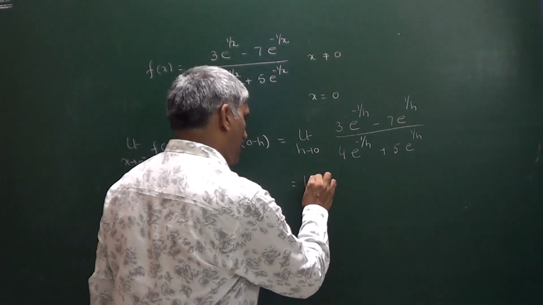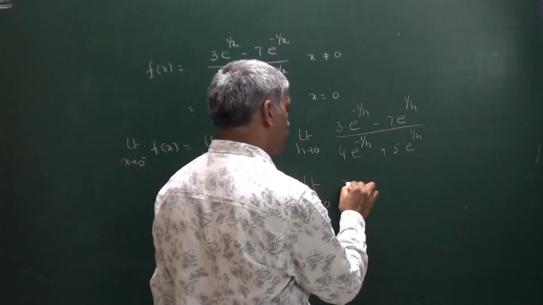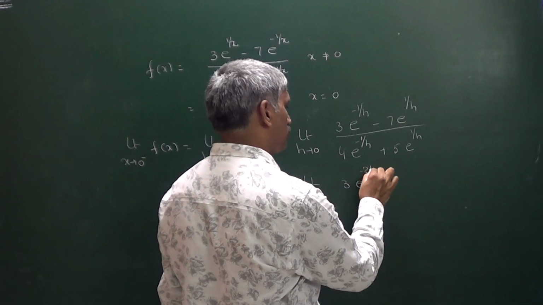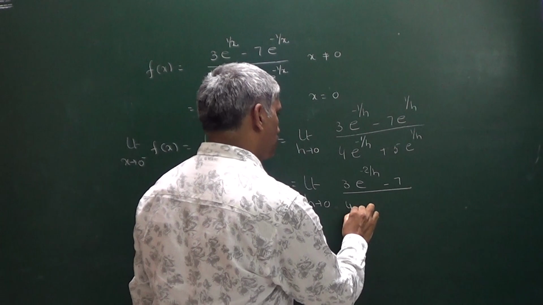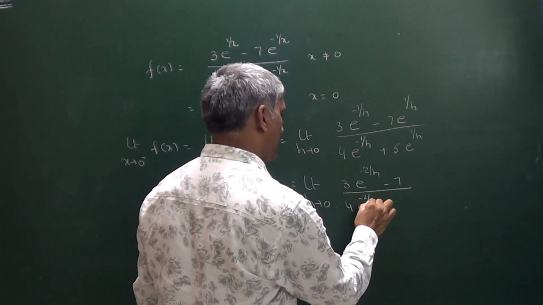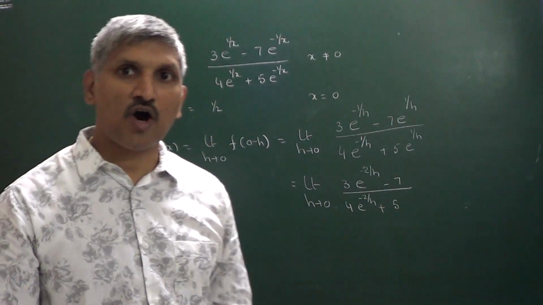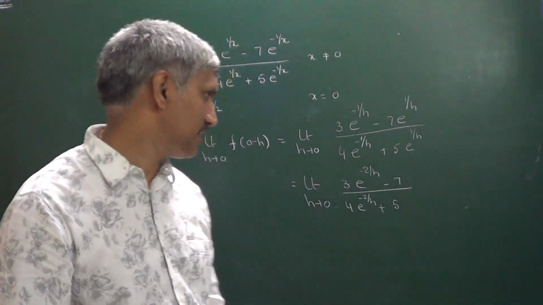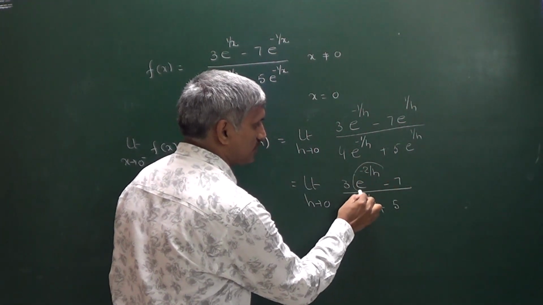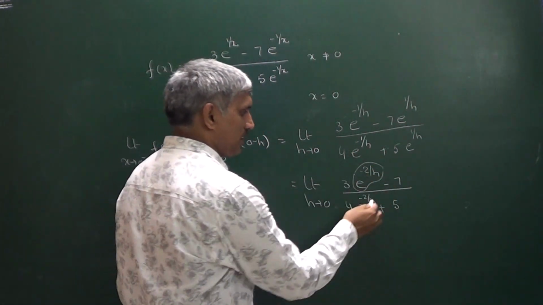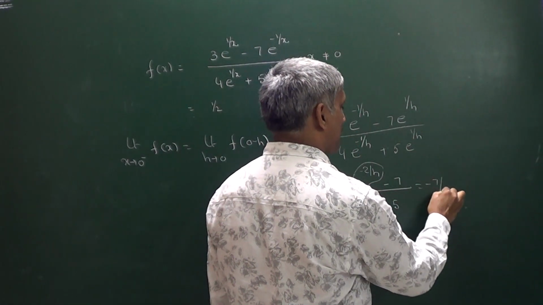So that's why we can write this one as limit h tends to 0, (3 e^(-2/h) - 7) divided by (4 e^(-2/h) + 5). Numerator and denominator divided by e^(1/h). So we got this one. Now as h tends to 0, this value is tending to 0. This value is also tending to 0. So we got the answer as minus 7 by 5.